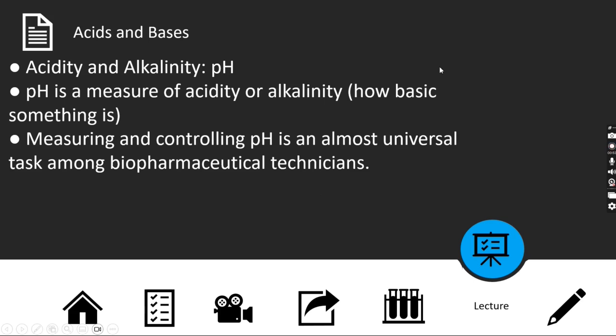Acids and bases. So you have alkalinity and pH. Alkalinity is another way of saying something's basic. So it can be acidic or alkaline, or acidic or basic. Alkalinity is just another word for basic. Measuring and controlling pH is an almost universal task amongst biopharmaceutical technicians. You're going to need to know how to measure pH and how to keep it within a certain range.